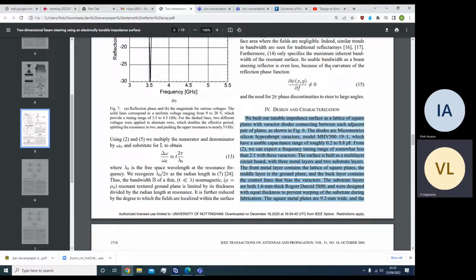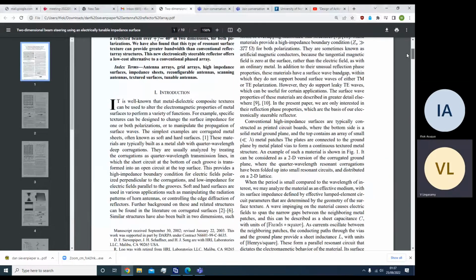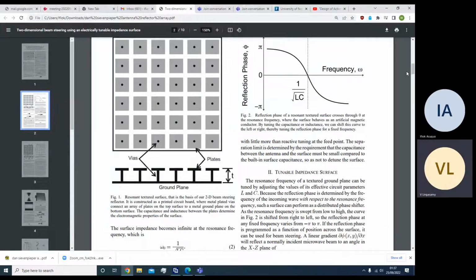The bottom layer is what? The back layer contains control lines, the bias circuit. Basically, can you go to figure number one? Figure number one. Yeah, this is the one. This is how it is done.